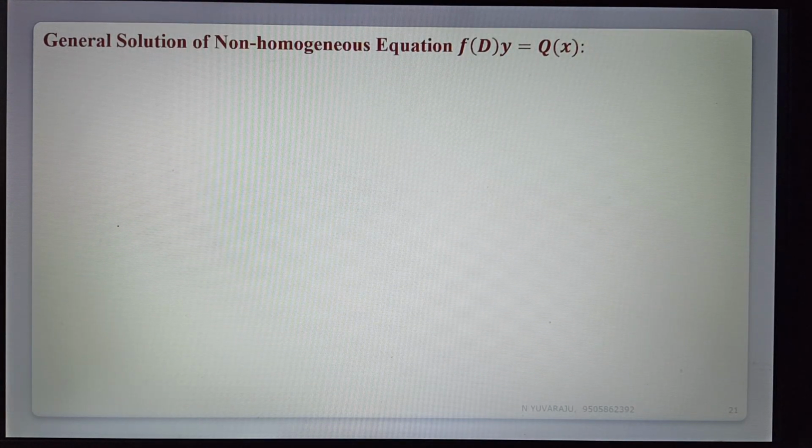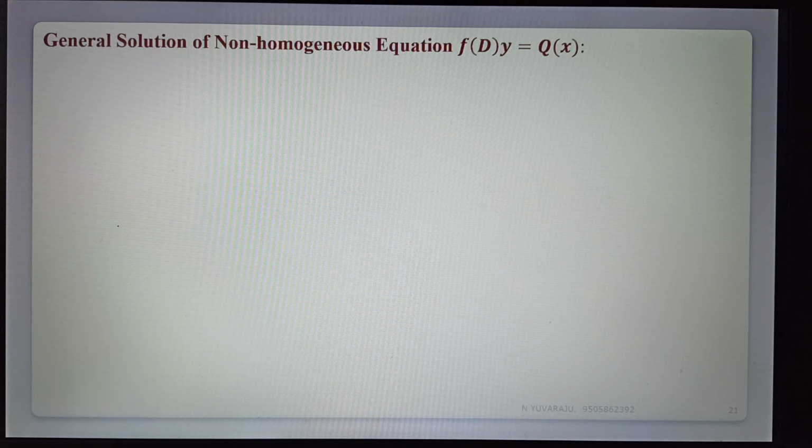Hi students, today in this lecture we are discussing the general solution of the non-homogeneous equation of higher order differential equation f(D)y = Q(x), where Q(x) is not equal to 0. In the previous lecture we discussed how to find the general solution of the homogeneous equation, that is f(D)y = 0. Here f(D)y = Q(x) is called a non-homogeneous equation.